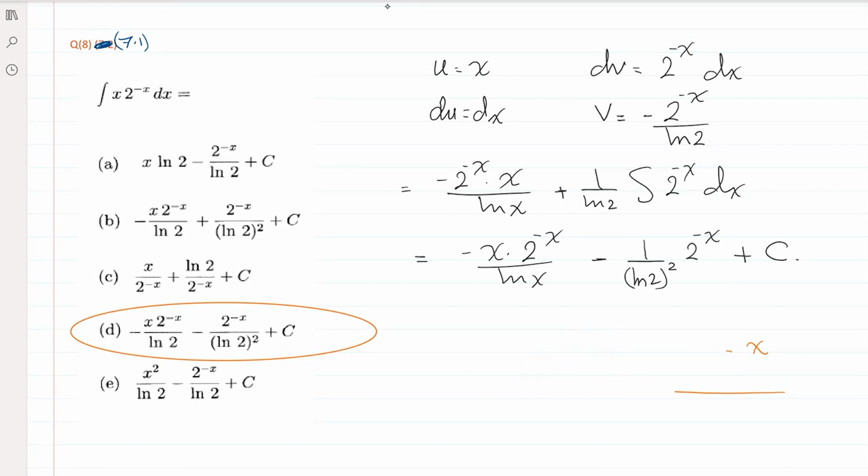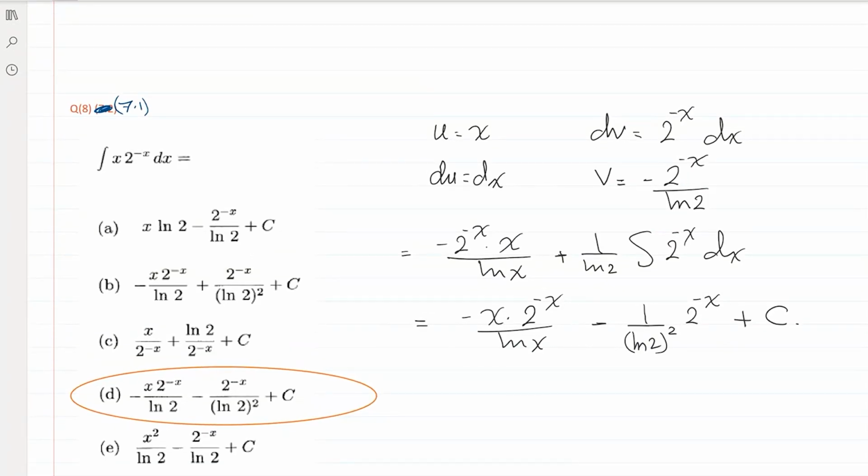Do you need me to write the integration of the exponential function here? Let me write it just in case you need it, okay? It will be itself over ln the base times the derivative of the function. Is that clear?